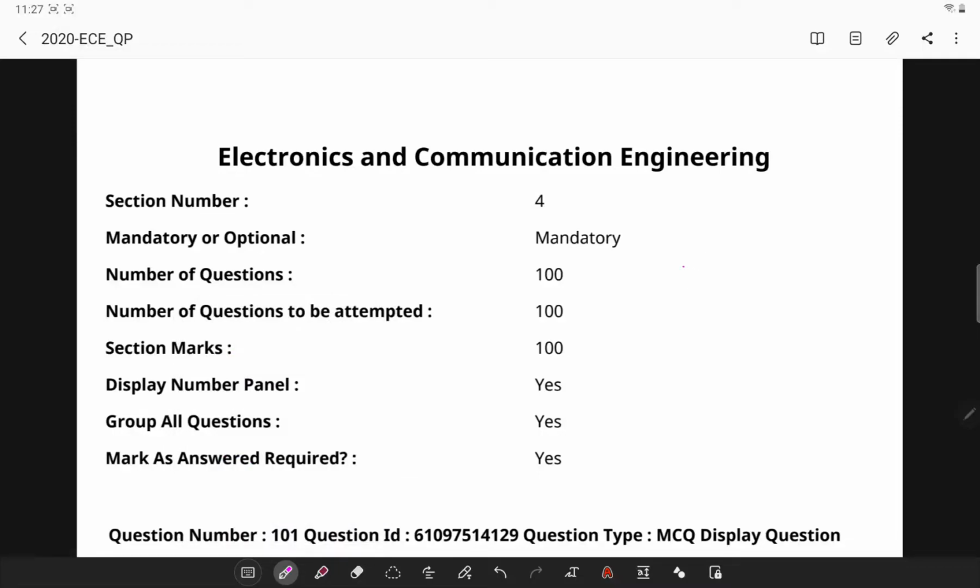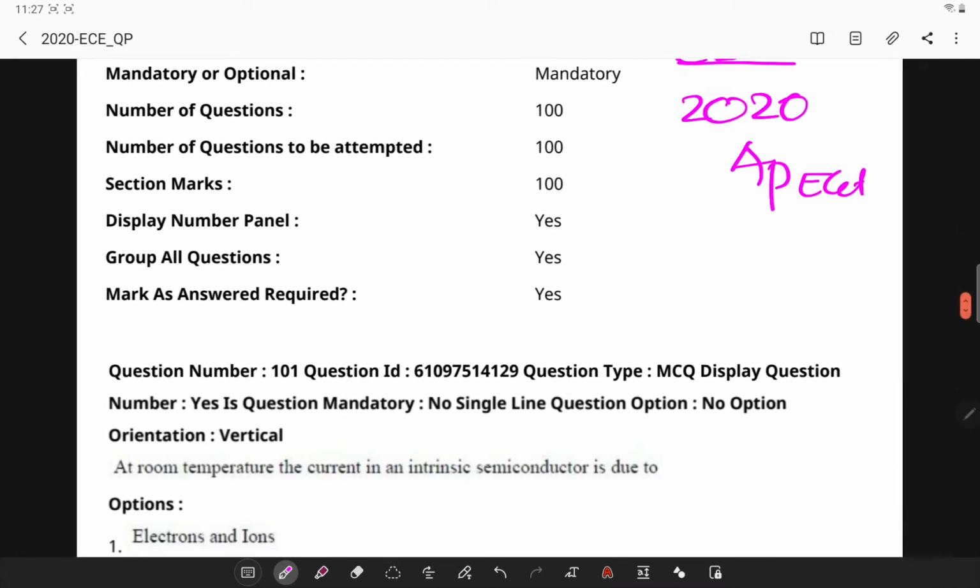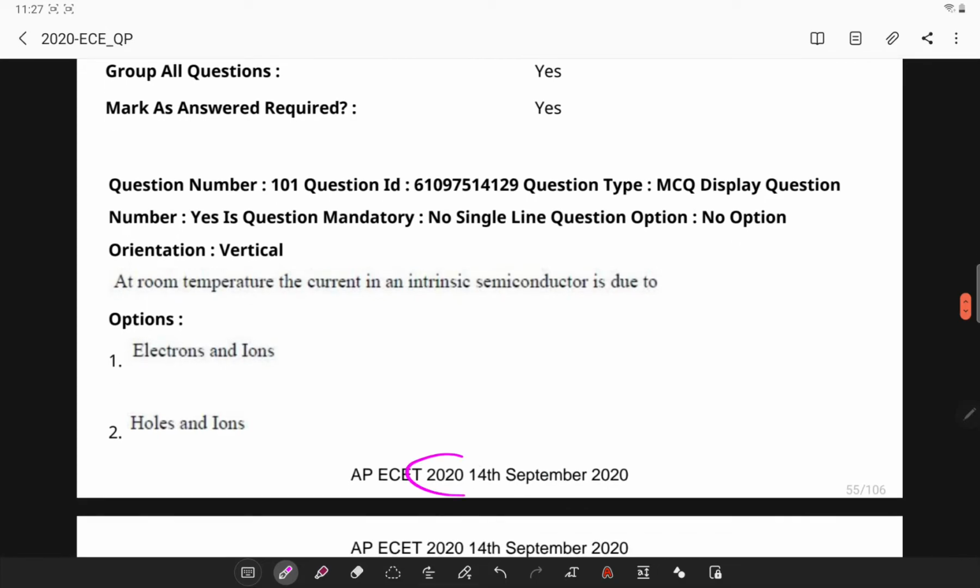Hi friends, today let's solve EDC questions from the 2020 AP ESET question paper. Okay, this is the AP ESET question paper.